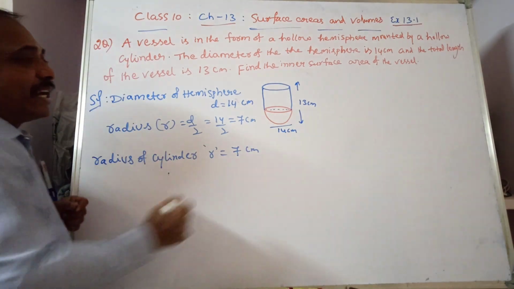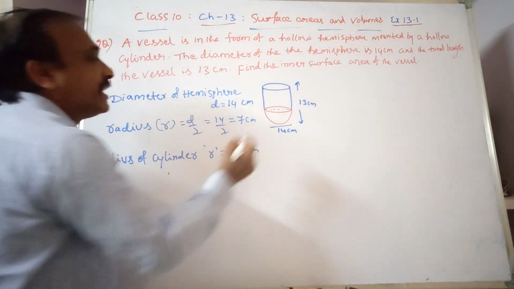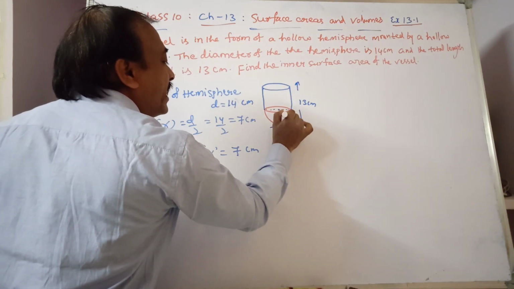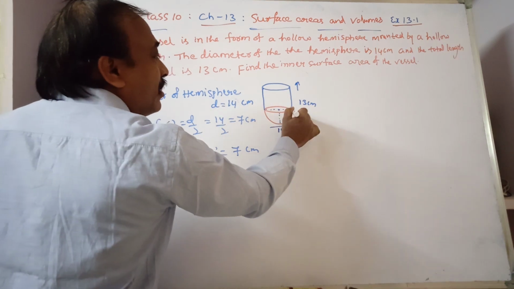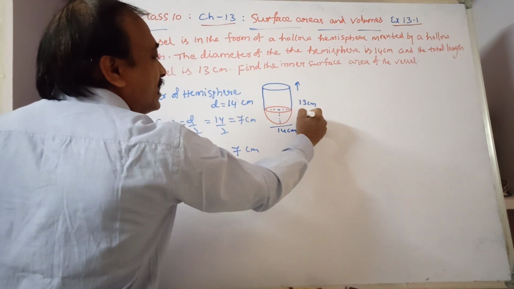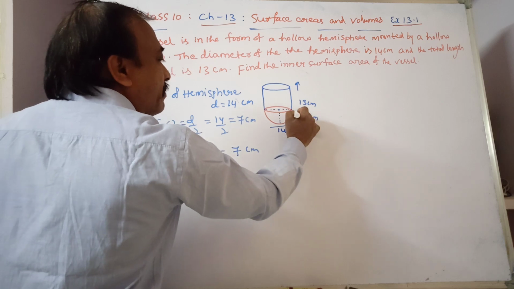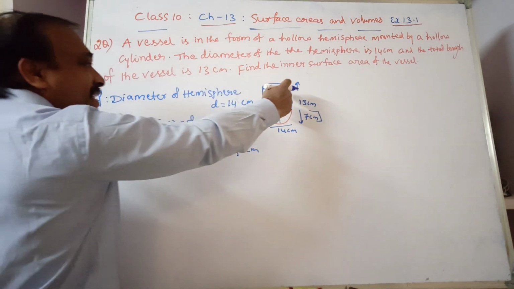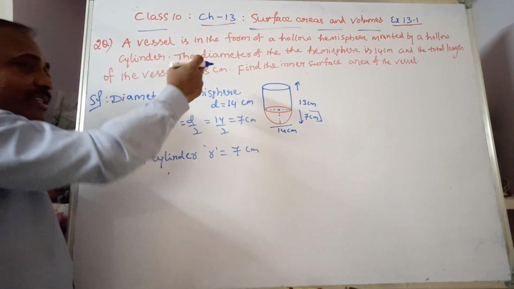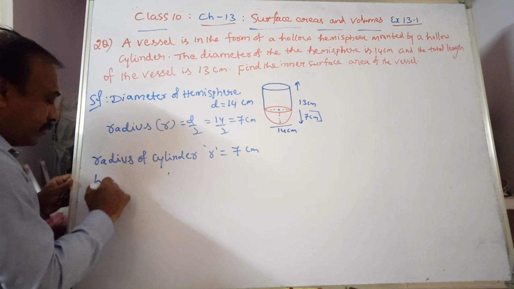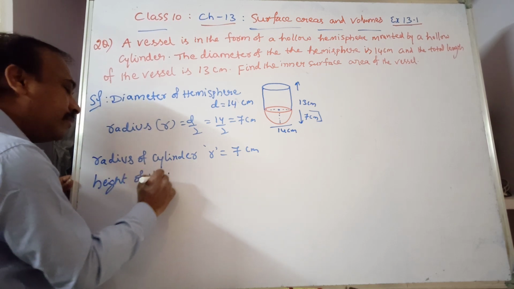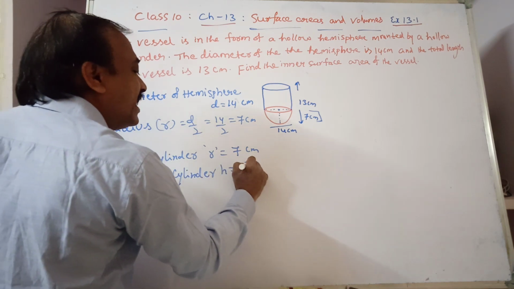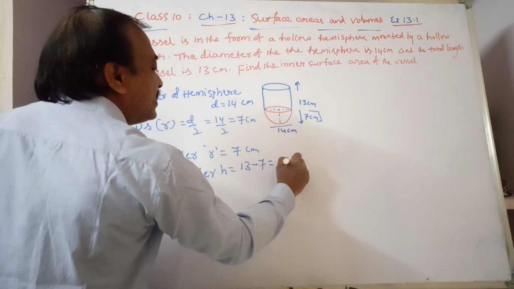Now the height of the cylinder. The total object height is 13 centimeter. From the center to here we call it the radius, and what is that radius we got? 7 centimeter, only from here to here. So what is the height of the cylinder? The height of the cylinder h is equal to 13 minus 7, is equal to 6 centimeter.